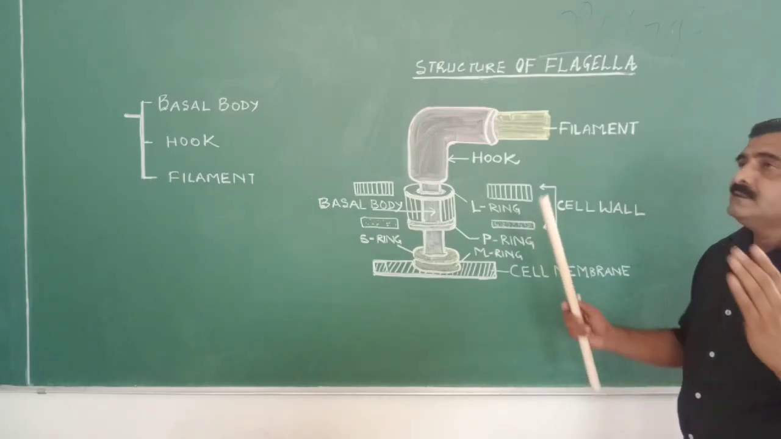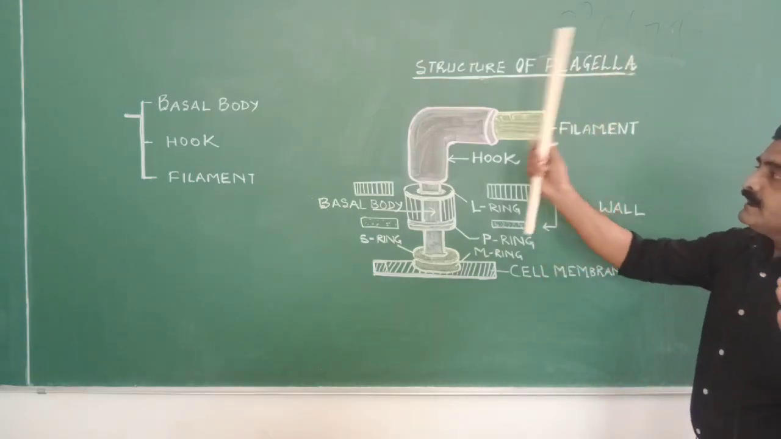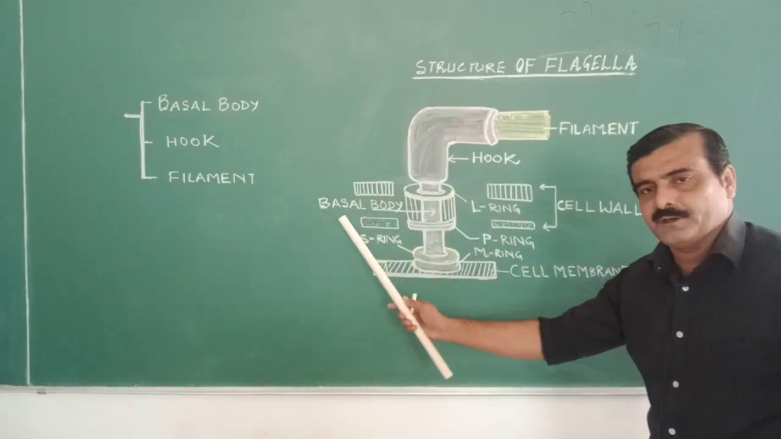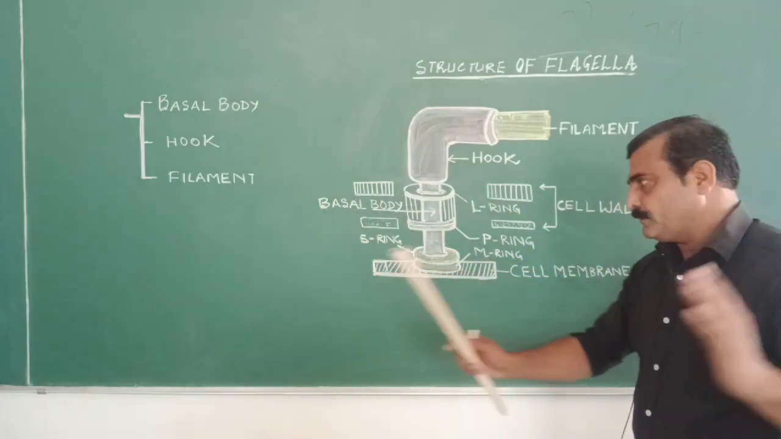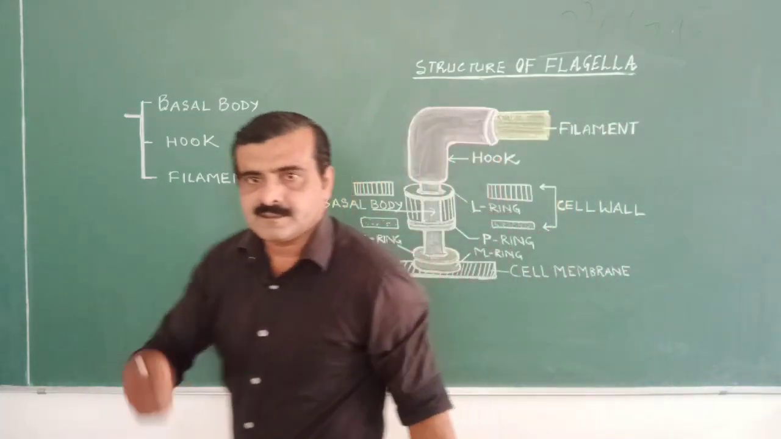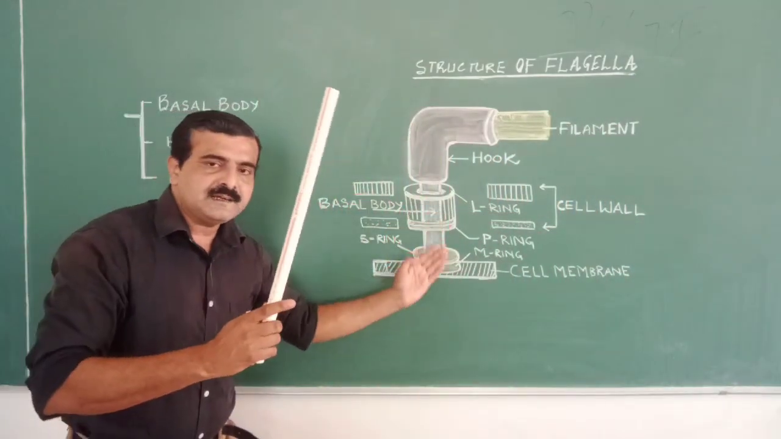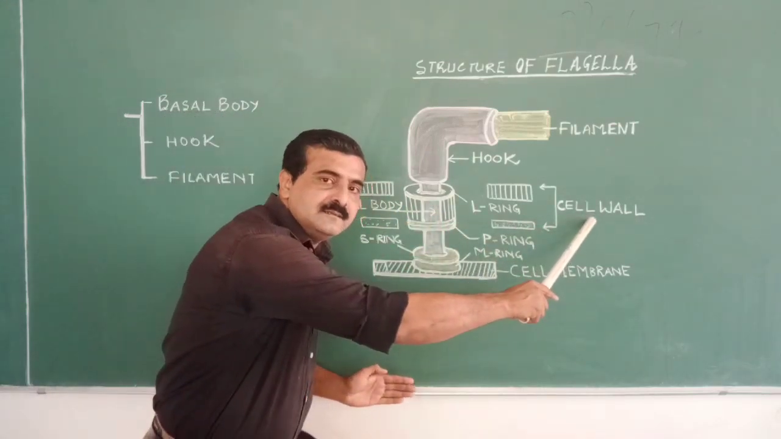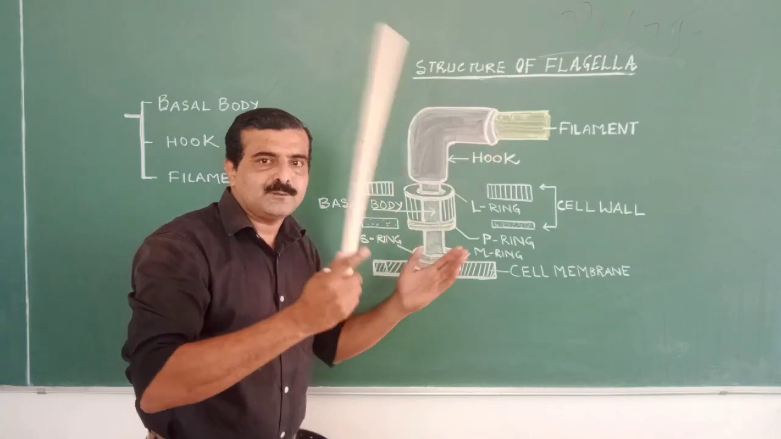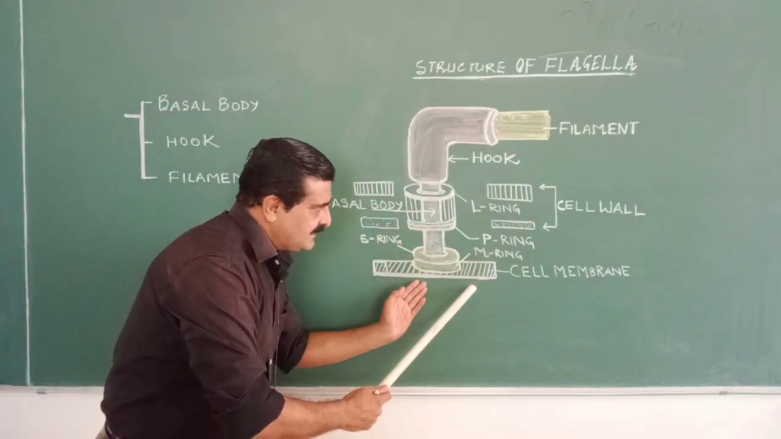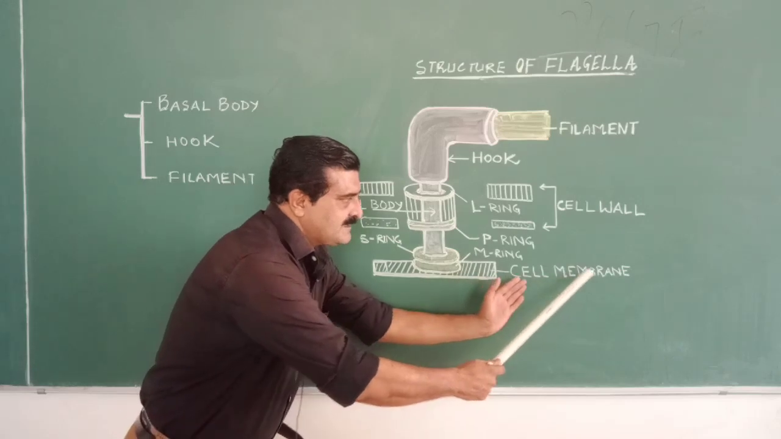कौन सा पार्ट इस फ्लैगेला का एक्सटेंड करता है सेल वॉल और सेल मेम्ब्रेन? द आंसर इज बेसल बॉडी. The answer is basal body. Now within the basal body there are two rings, outer ring and inner ring. Outer ring is present in the cell wall which is made up of peptidoglycan. I have already discussed in my previous lecture. And the inner ring is present in the cell membrane.